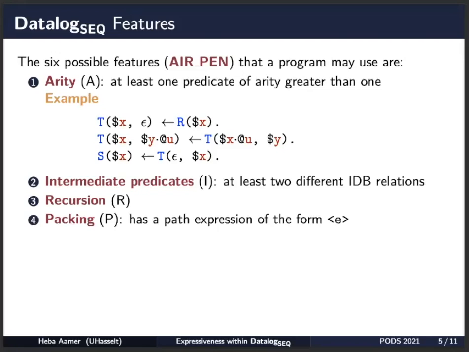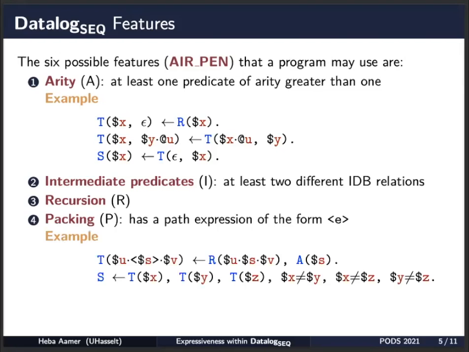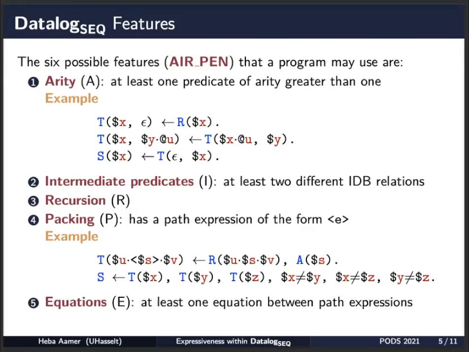Next, P, packing. And we say that packing is used by a program if a path expression of the form packing of some other expression occurs in some rule. The substrings program uses this feature in the head predicate of the first rule. The next feature is E, equations, and a program uses this feature if it contains at least one equation between path expressions in some rule.